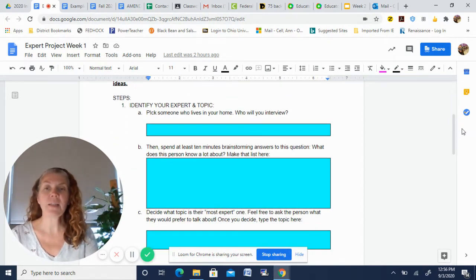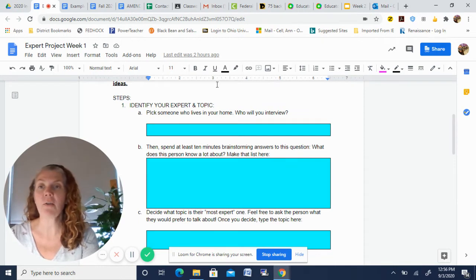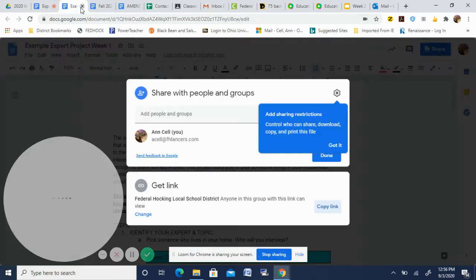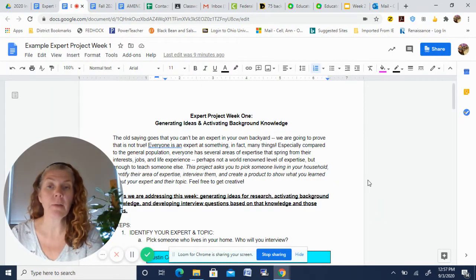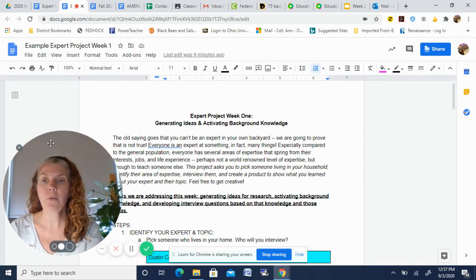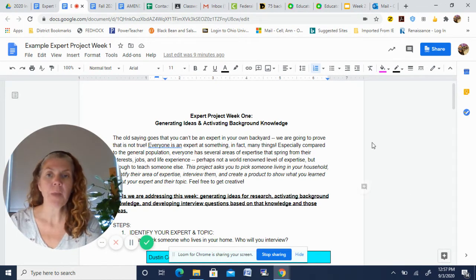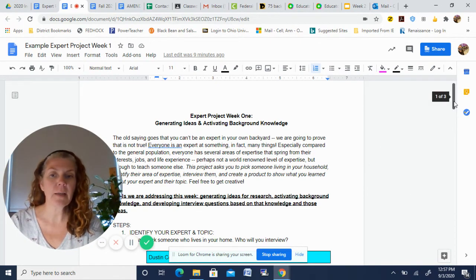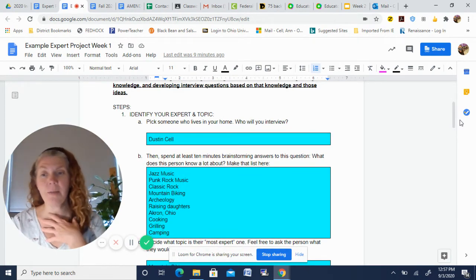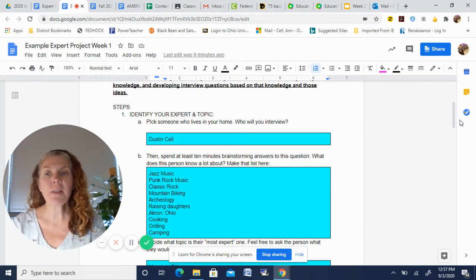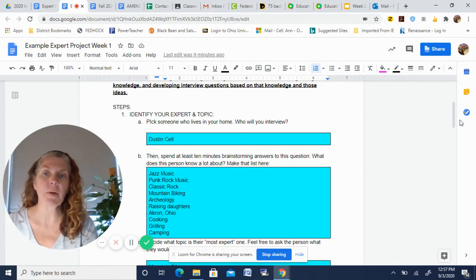All right, so the steps that you're going to take, I'm actually going to go over here to the example. And this example is available to you also on Google Classroom, so you should be able to see that. And if we slide on down here, we will see that I already did my homework for the week. The first step is going to be to identify your expert and topic.